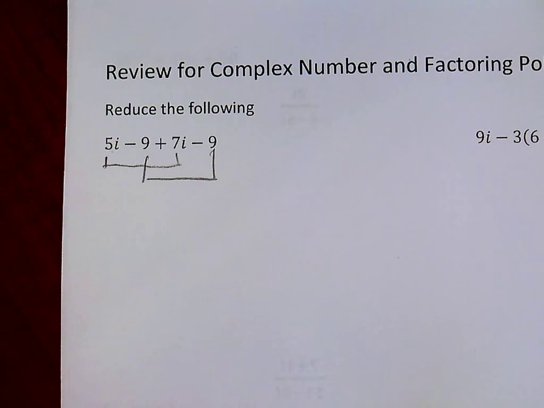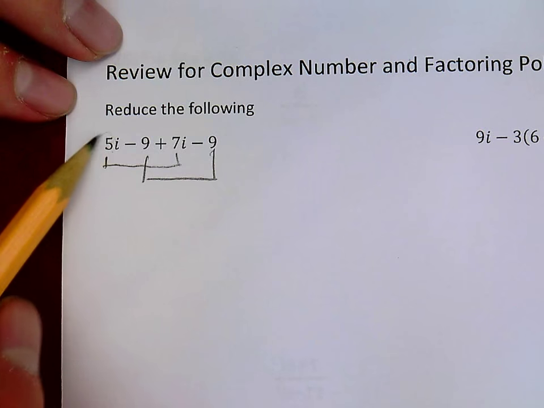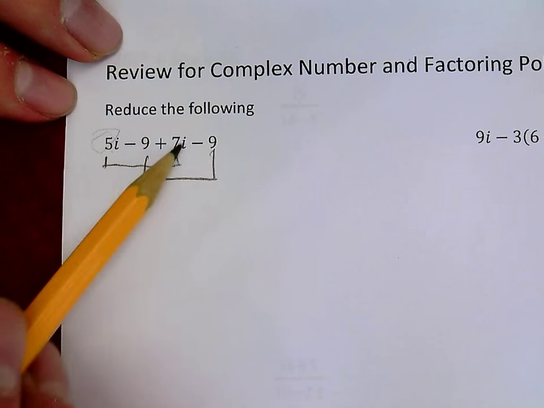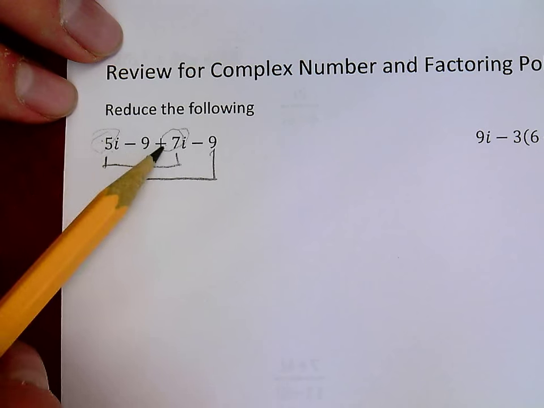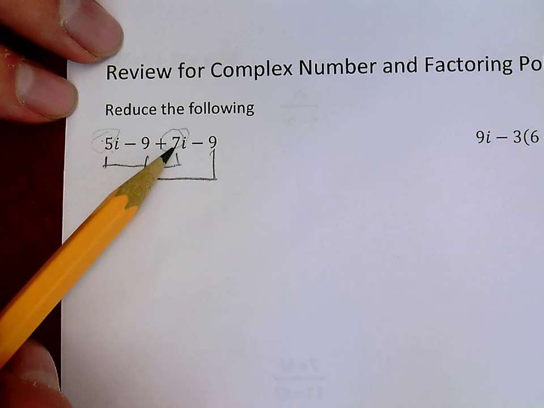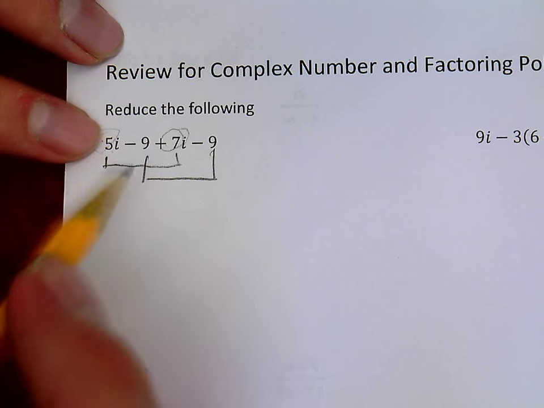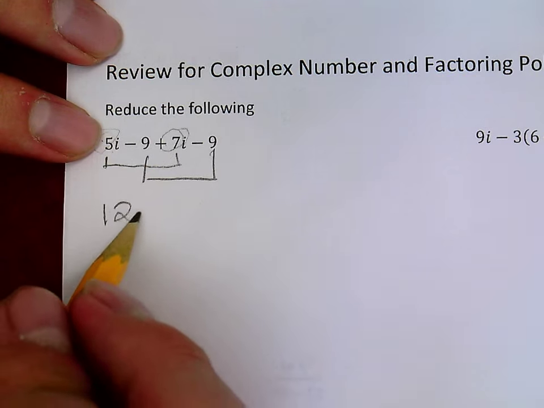So what we're going to do is combine these together. This is a positive 5, and this is a positive 7. So we're going to combine those together. Well, if you take $5 and add it to $7 or put them together, you end up with $12 total dollars.